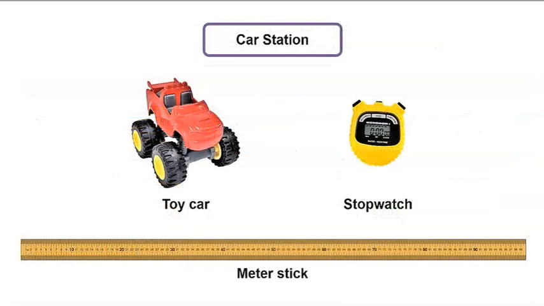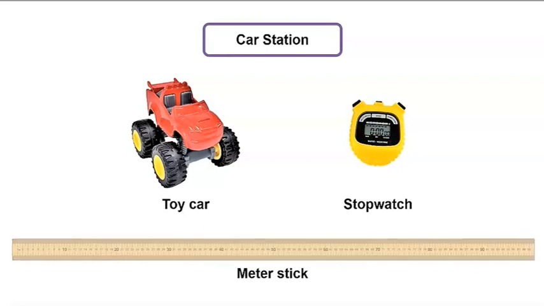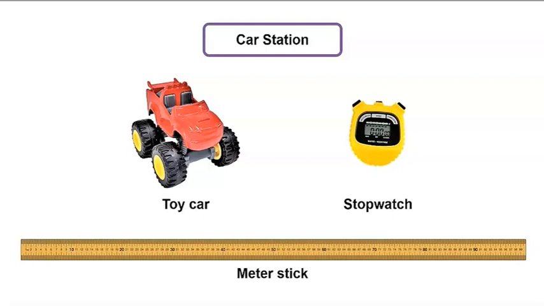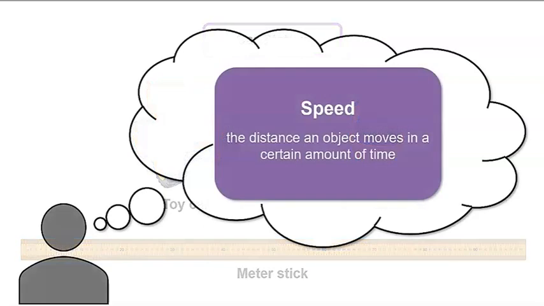Hey, I noticed that when we describe an object's speed, we use words like fast and slow. But do you think we can find a way to make our descriptions of speed more precise? I think we need to figure out how to measure speed. Let's revisit the car station and see if we can do an investigation that allows us to measure speed. How can we use a stopwatch and a meter stick to help us describe the motion of a toy car? Well, remember, to measure speed, we need to measure both distance and time.